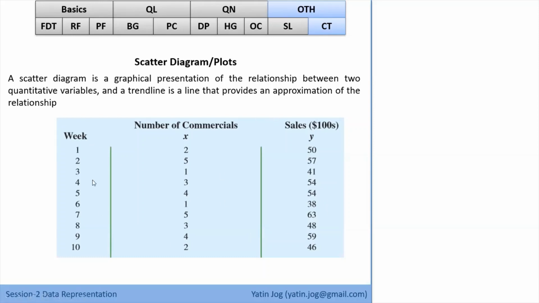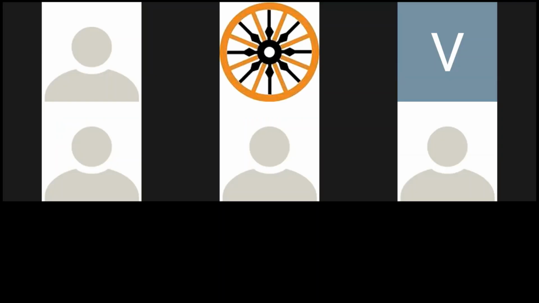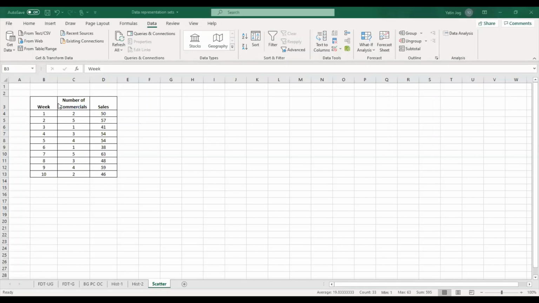So suppose we have this data set. The same data set is there in Excel, so I'll shift to Excel. We have data about 10 weeks with the number of commercials which I'm releasing in media and what amount of sales I'm getting for my products. In week number 1, I'm releasing only 2 commercials in the media, whereas 50 products are getting sold. Then in the second week, I'm releasing 5 commercials and my product sales have increased to 57. Likewise, I have data for 10 weeks.